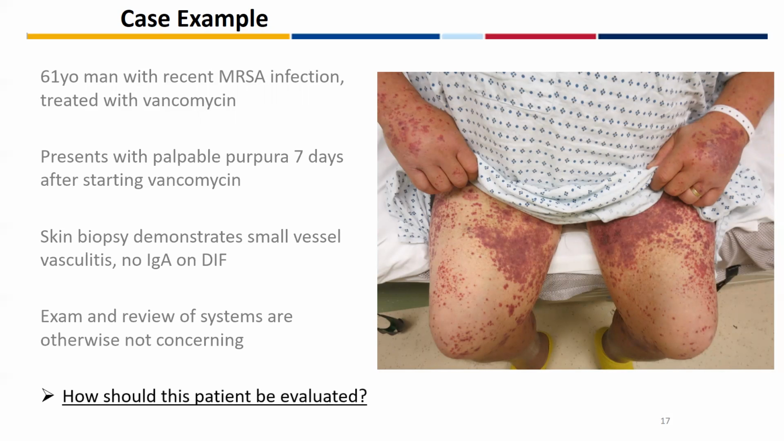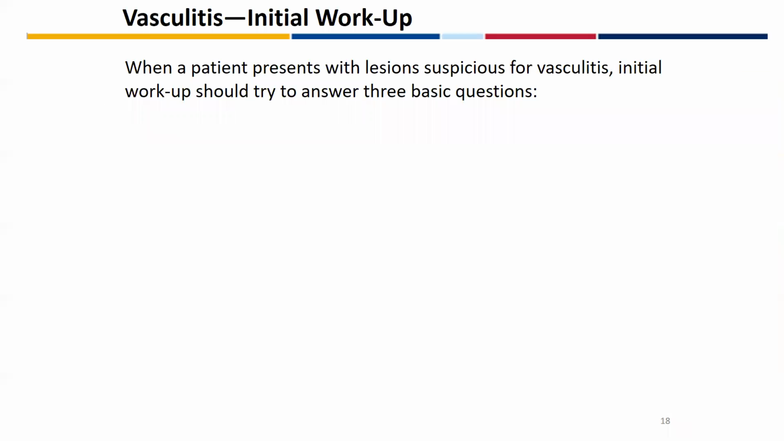So what do you make of this patient? How should you evaluate him? What labs do you want to order? Well, when a patient presents with lesions suspicious for vasculitis, our initial workup should try to answer 3 basic questions.